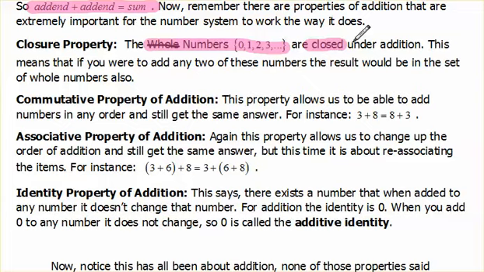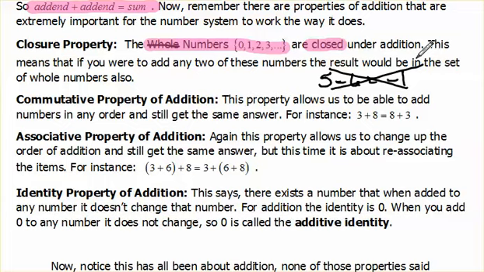Now, on the reverse of that, subtraction is not closed, because if you were to do, say, 5 minus 6, that would be a -1, right? -1 is not a whole number. It's an integer. So you can't take two whole numbers and subtract them and always get a whole number. So that's why subtraction is not closed, only addition.